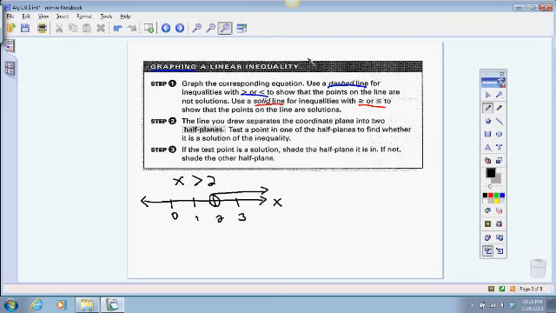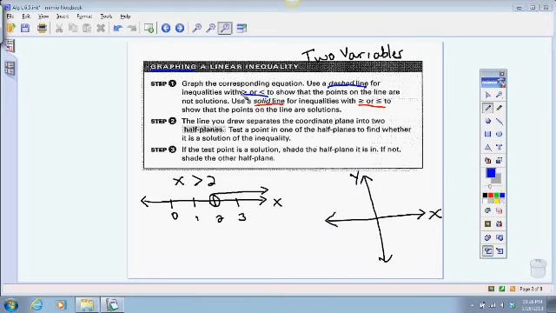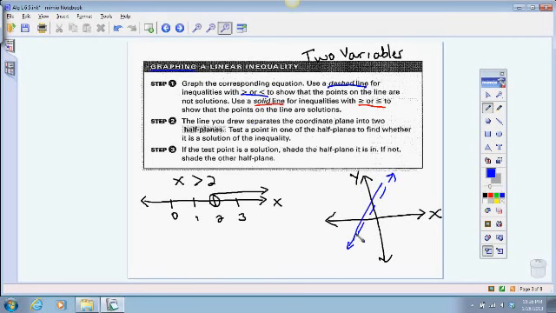Well, this is similar, but this is in two variables. So you're going to do the same thing. When it says graph the equation here, that's like drawing the circle. You're going to draw a line. So again, we're dealing now with an x-axis and a y-axis. And it says you're going to graph the equation. So maybe your line looks like this, and you're going to make it dashed because it's either greater than or less than. Now notice it breaks this into two halves.